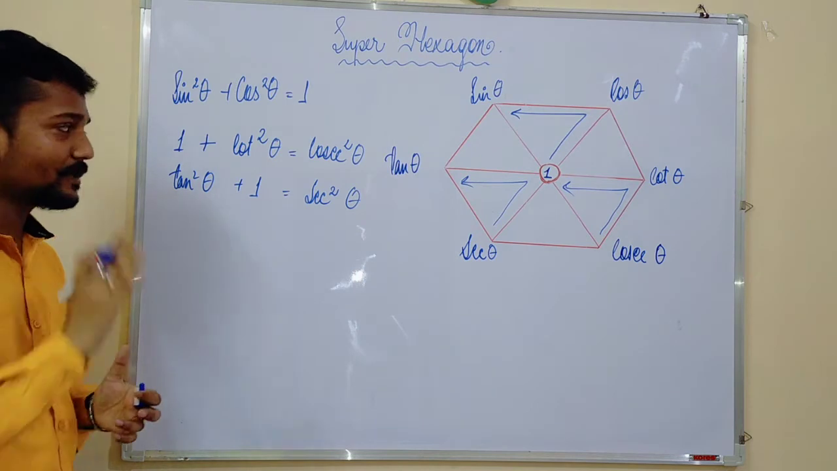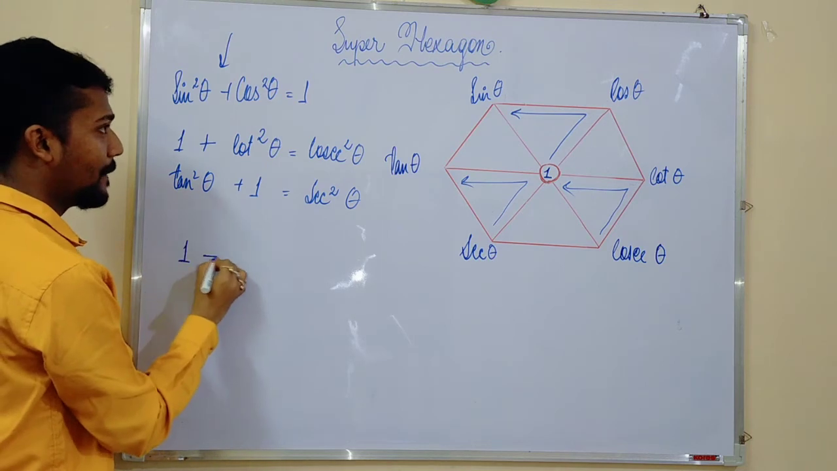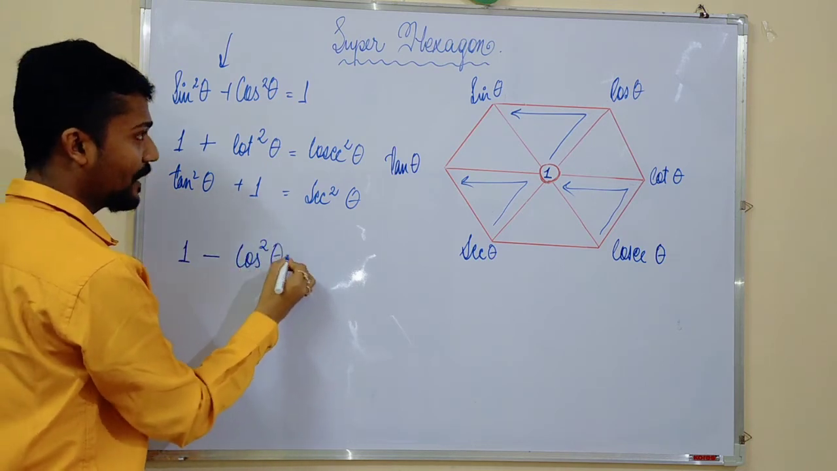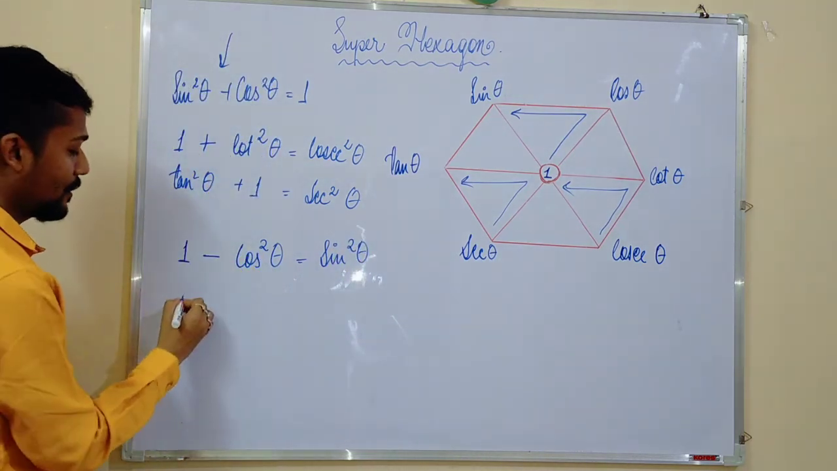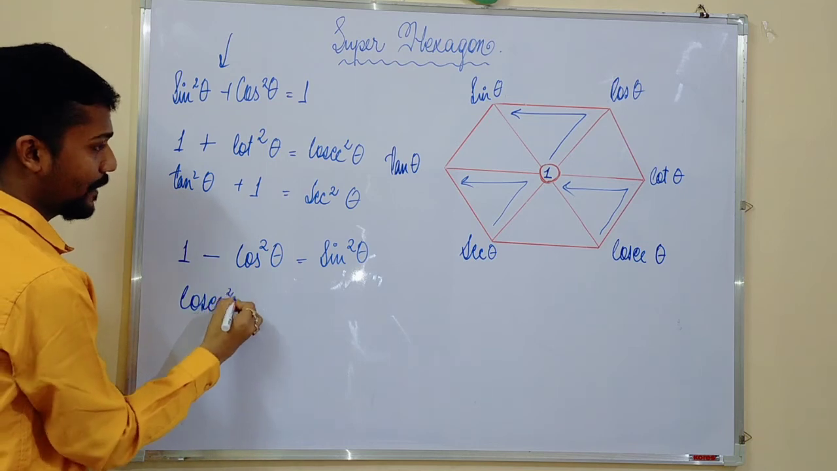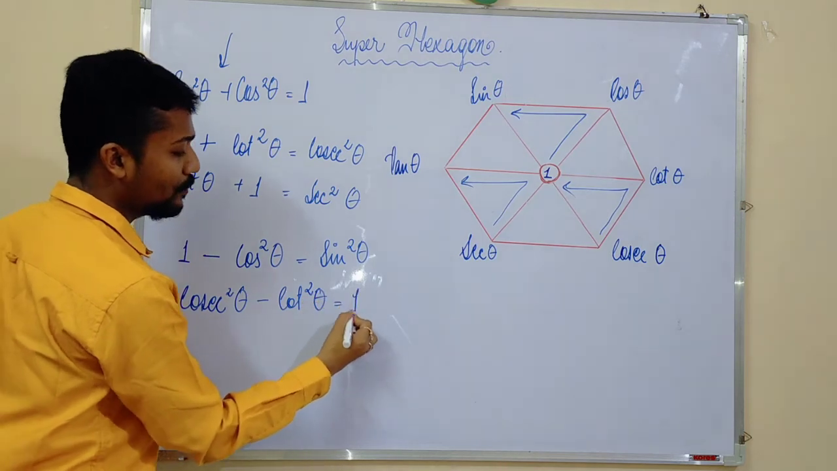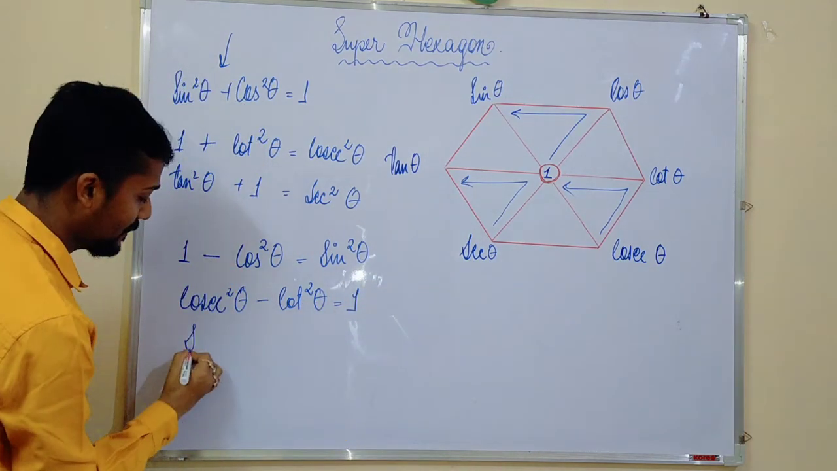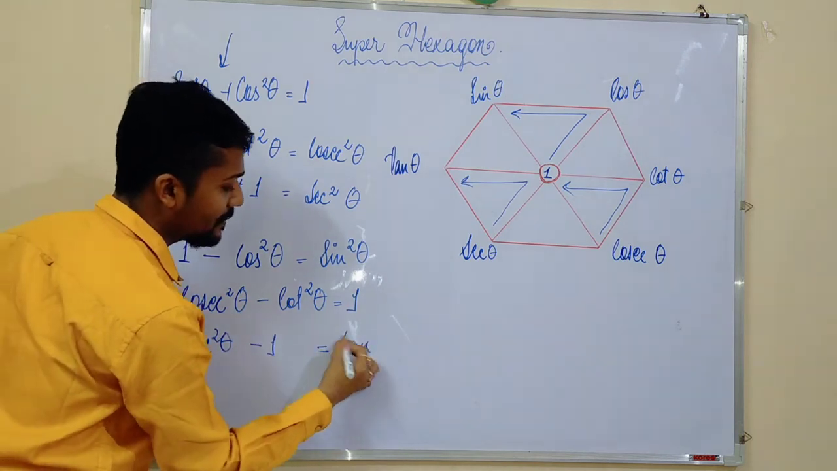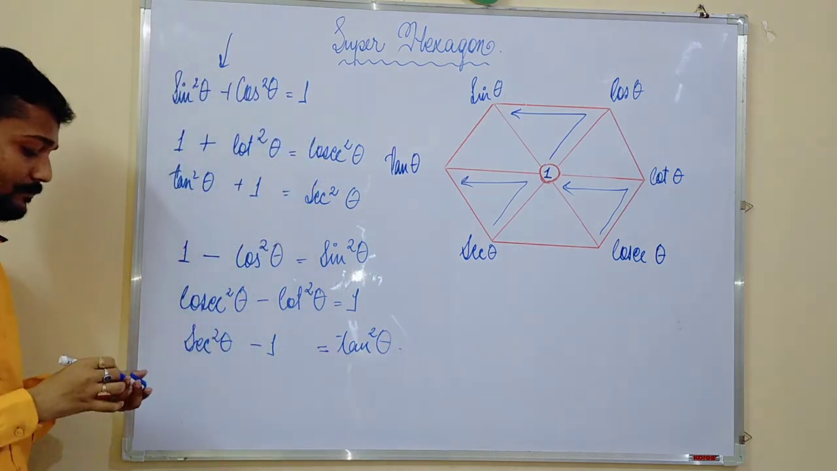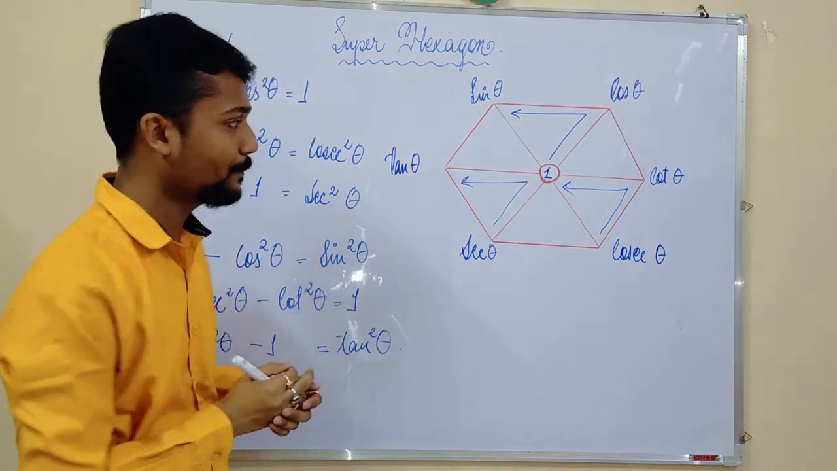While going in the anti-clockwise direction, you just remember that plus will be converted into minus. That means 1 minus cos square theta is equal to sin square theta. Next, cosec square theta minus cot square theta is equal to 1. Next, sec square theta minus 1 is equal to tan square theta. So till this much you have understood, I hope.